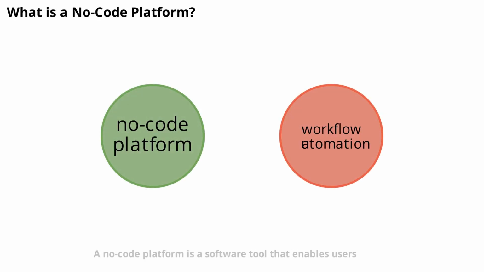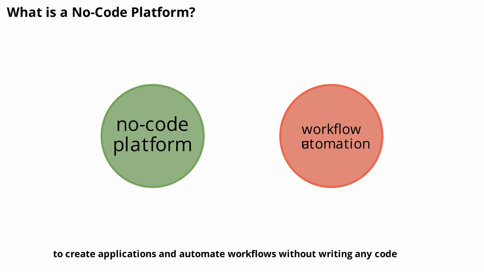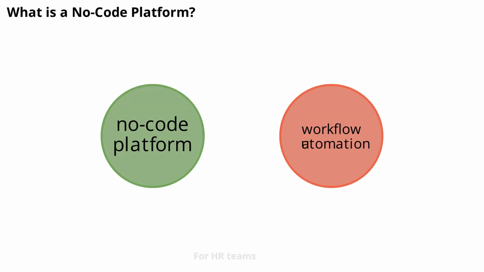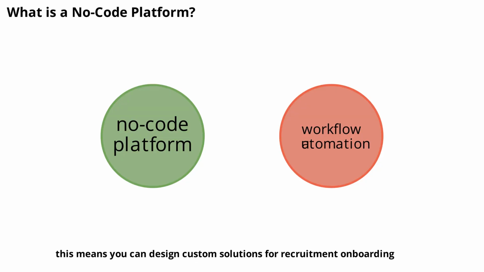A no-code platform is a software tool that enables users to create applications and automate workflows without writing any code. For HR teams, this means you can design custom solutions for recruitment, onboarding, performance management, and more, all through an intuitive interface. These platforms typically use drag-and-drop features, pre-built templates, and visual editors, making them accessible to non-technical users. Understanding this foundation is crucial before diving into the selection process.